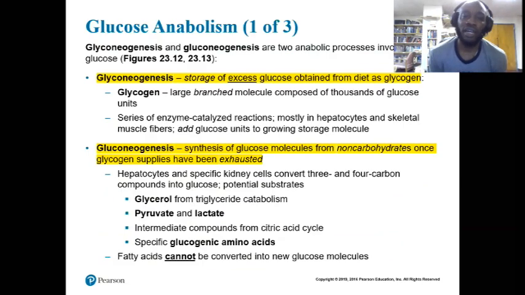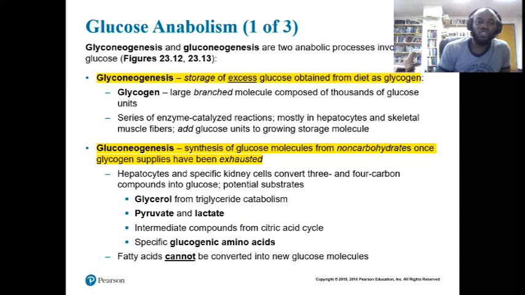So glucose anabolism. Glycogenesis and gluconeogenesis are two anabolic processes involving glucose. Glycogenesis, storage of excess glucose obtained from diet as glycogen, right? So your body stores excess glucose. Glycogen is a large chain of thousands of glucose molecules, right? Just put them in a large chain, through a series of enzyme catalyzed reactions, mostly in your hepatocytes and skeletal muscle fibers, in your liver and your skeletal muscles. Add glucose units to a large molecule.